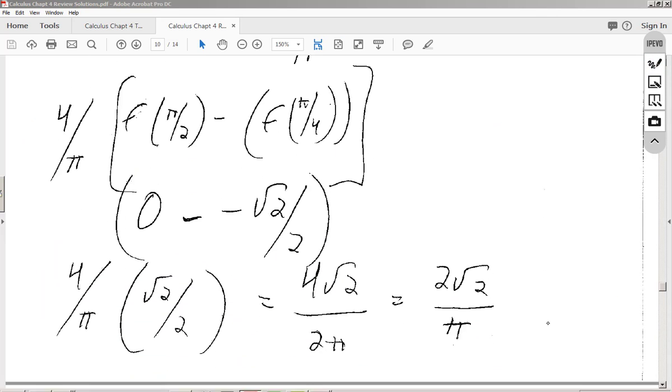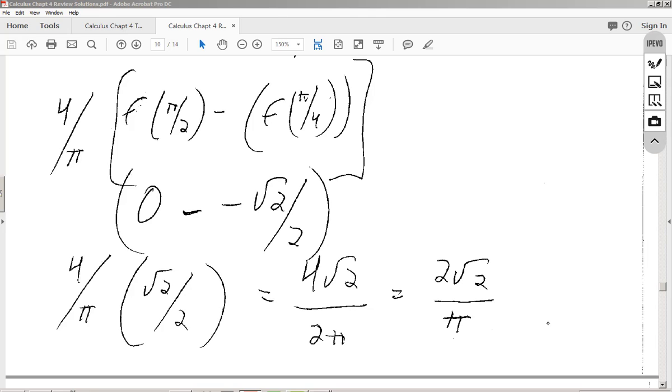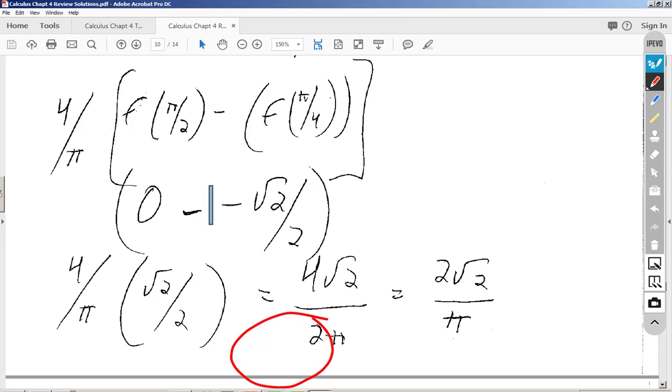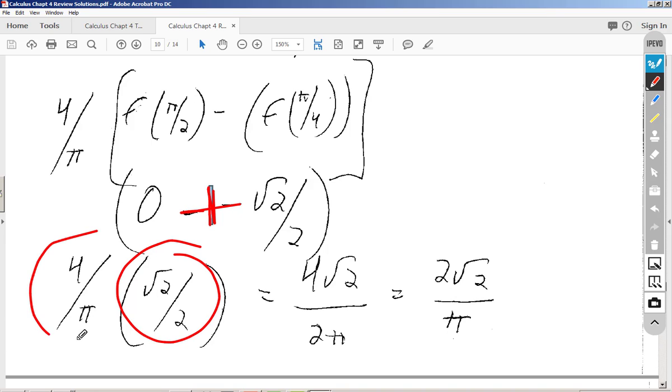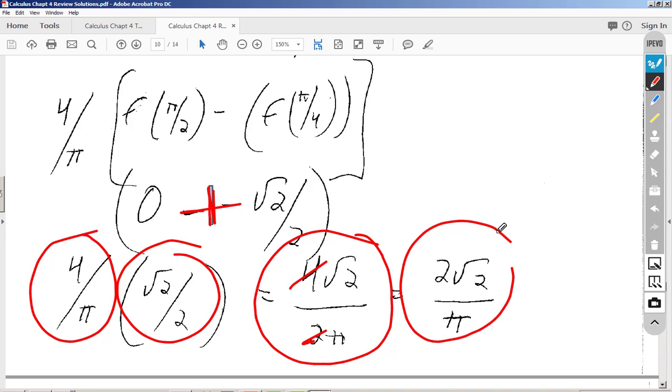So now finishing this problem off, I take 0 minus the square root of 2 over 2. So remember that minus makes that a plus. So I've got plus right here. So that's going to give me the square root of 2 over 2. I multiply by the 4 over pi. So that's going to give me 4 square root of 2 all over 2 pi. And then the 4 all over 2 is going to cancel out. So I get 2 square root of 2 all over pi.